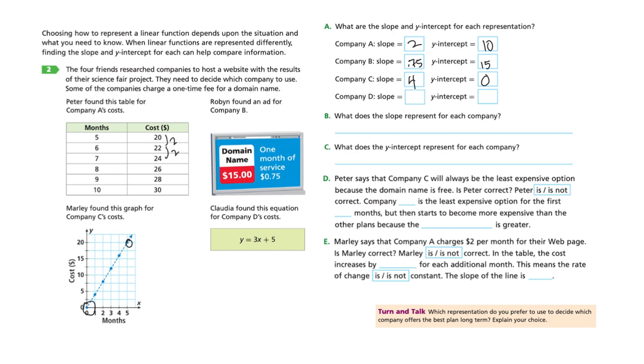And company D, the slope is 3. You can see that. It's in that form already, so that makes it easy. And then the y-intercept is 5. What does the slope represent for each company? And so again, that's just the rate of change, the constant rate of change. So it's the monthly charge for the website.